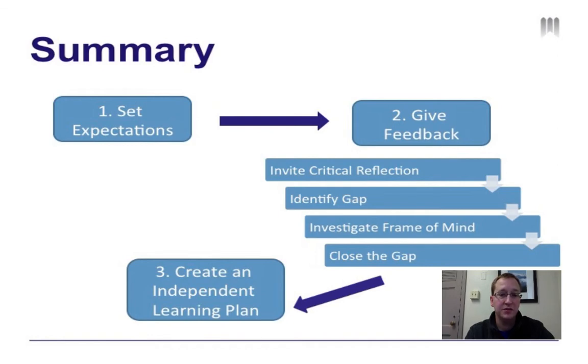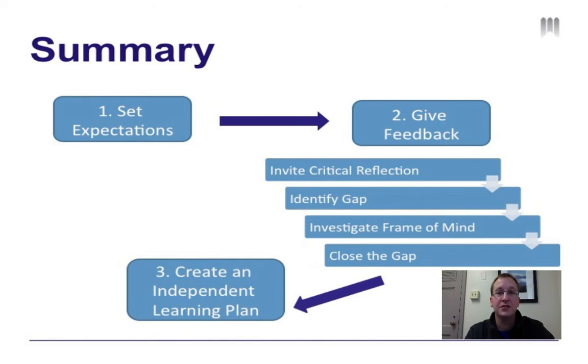Next, you'll want to give feedback. You'll reflect on the objectives and the performance and identify and close any gaps in performance. You can do this by inviting critical reflection, identifying performance gaps. Again, focus these on observed behaviors. Investigate the learner's frame of mind and close the gap in performance. Listen to what the learner tells you motivated their behavior. Use that information that they provide to close the gap between their intended performance and their actual level of performance.